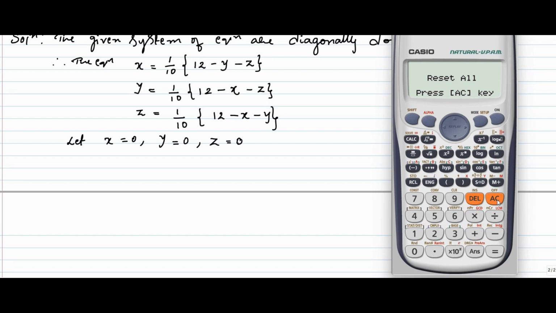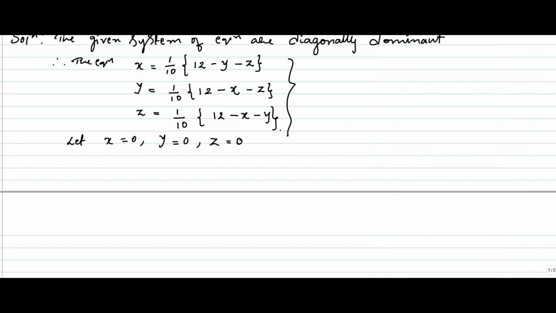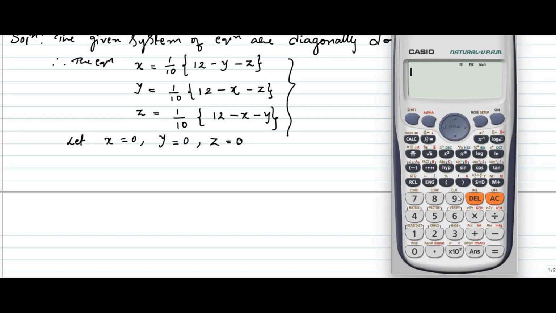Then press AC button. So now go for fixing the decimal place. How to fix the decimal place: press shift mode, then go for 6, then fix for 5 decimal. As they have not mentioned any decimal place, you go with 5 decimal places. So after fixing 5 decimal places, I am going to enter these equations in the calculator. As we have alphabets, you can look here, we have X, Y, M. Instead of Z, I am going to use an alphabet called M here.